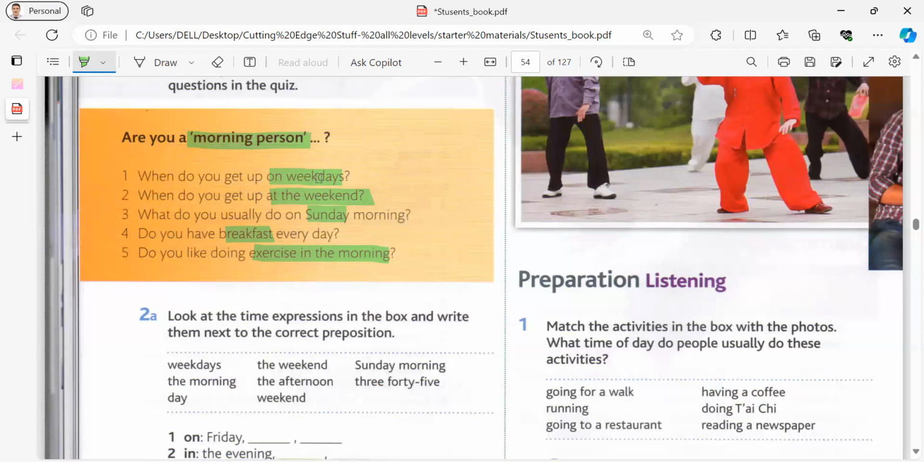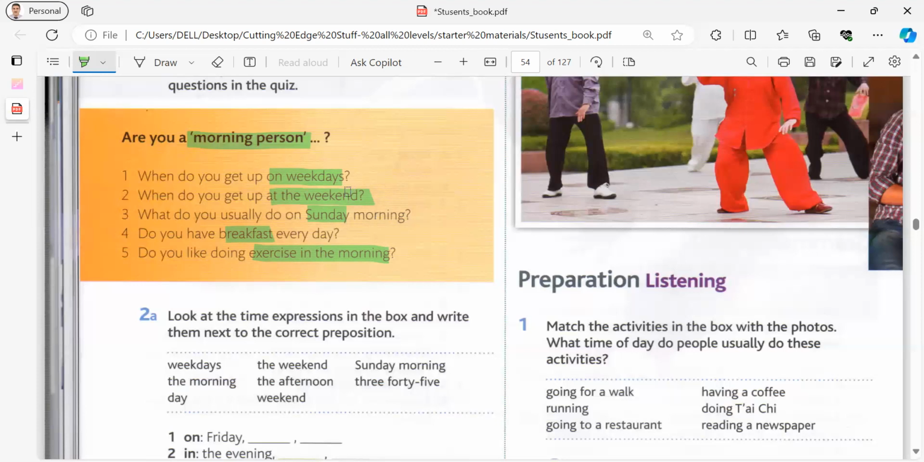Do you know what I mean by weekdays, ya Sultan? Meaning the days of the week. The days that you need to go to school, starting from Sunday to Thursday. We call them weekdays. So yes, you get up at 6 o'clock on weekdays. What about the weekend? I get up at 11 o'clock or 12.